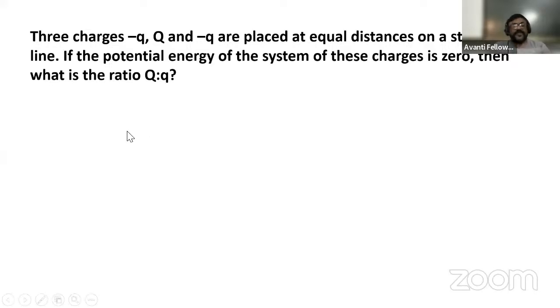We have a system of 3 charges, and the potential energy of the system of these charges is 0. Then what is the ratio of small q to capital Q? So how do you find the potential energy of a system of 2 charges?